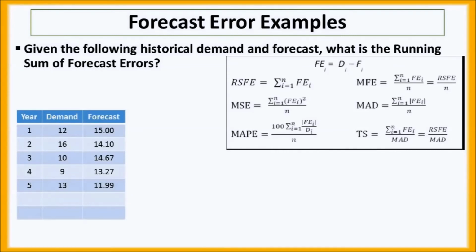The inverse is also true. So if we have a forecasting method that tends to under forecast, in other words, it tends to forecast too low, then mostly we'll have demands that are greater than our forecast.